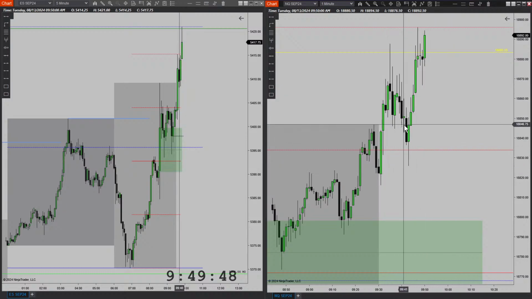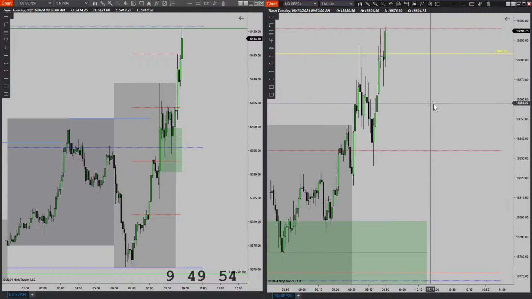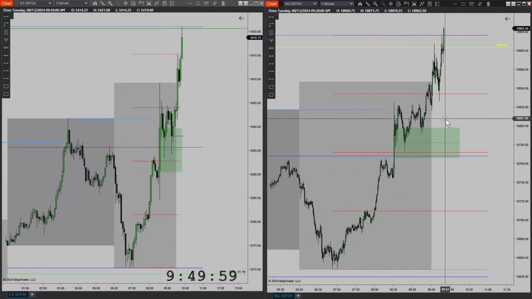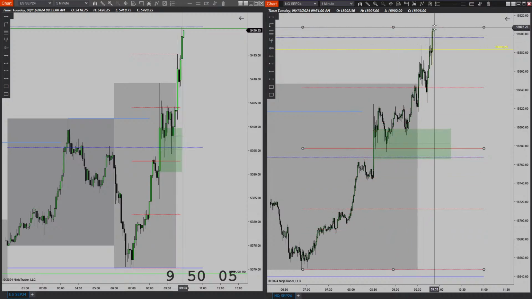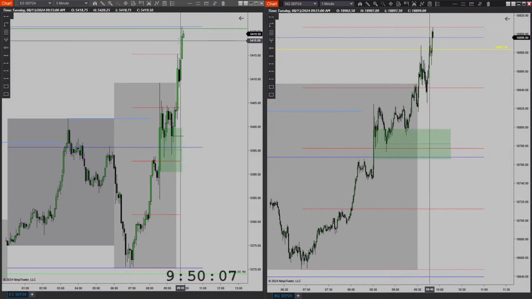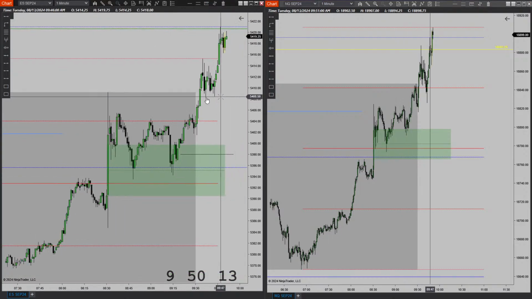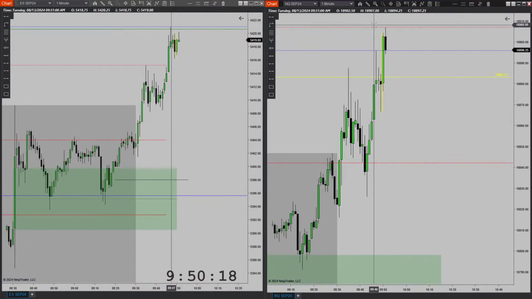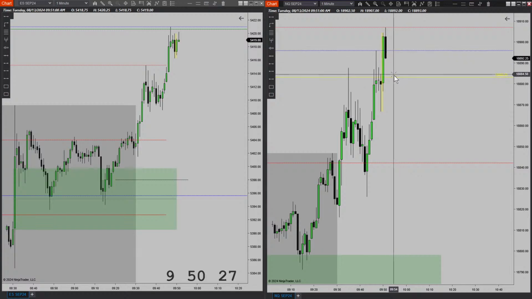This is another entry here. So this could be a 30-second play. I'm almost positive there is one here. Okay, so now we have SMT between ES and NQ. And the macro just started.